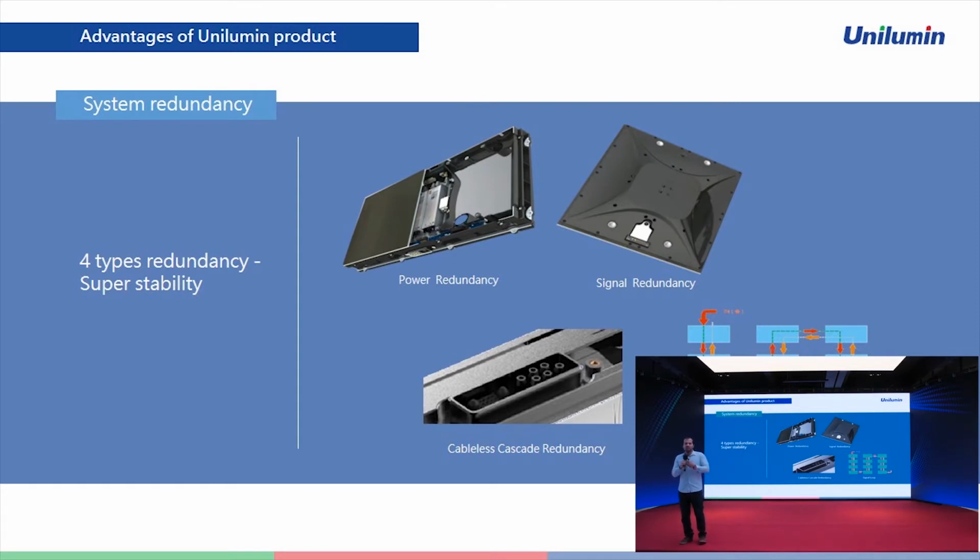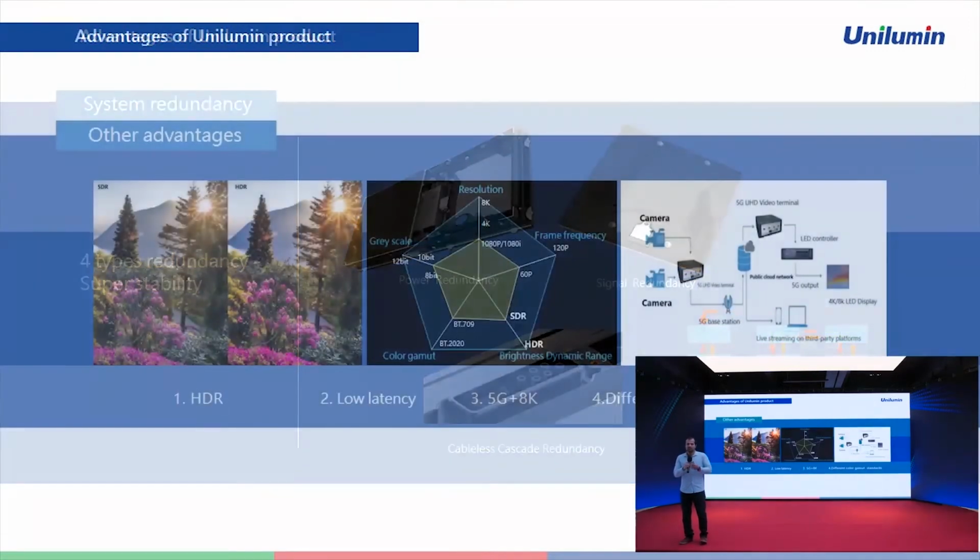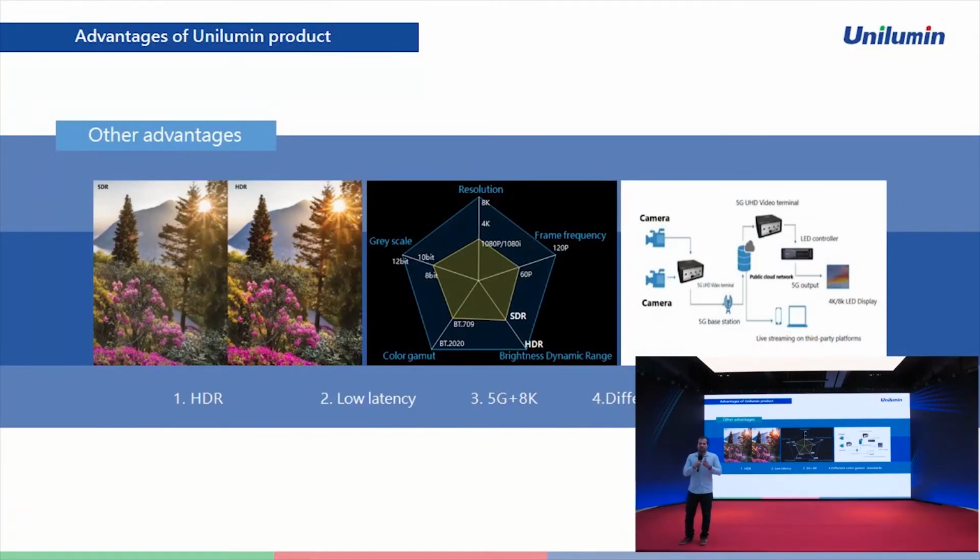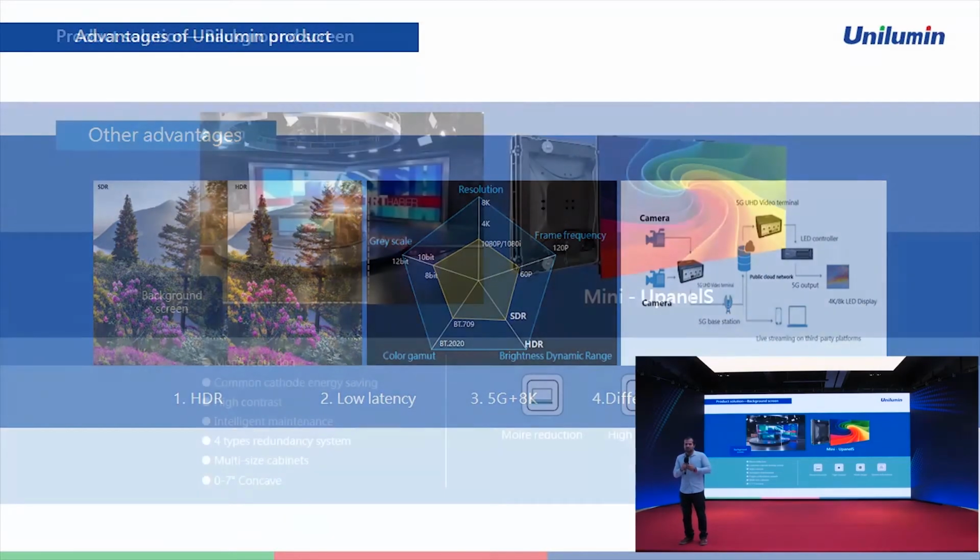But Unilumis has one more, cable-less cascade redundancy, a total of 4 types of redundancy, which provides way more stability than any product in the market. Of course, Unilumis products also have other features such as HDR, 5G, 8K, different color gamma standards, high refresh rate, and low latency.